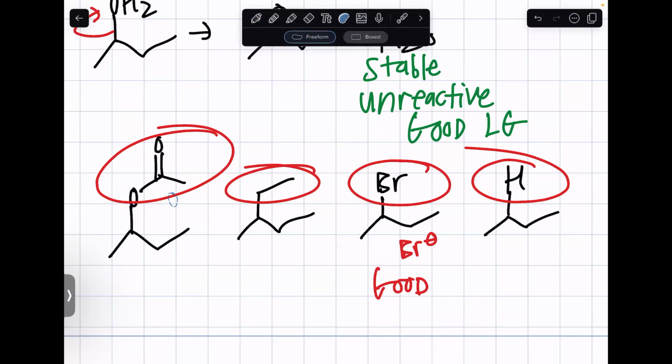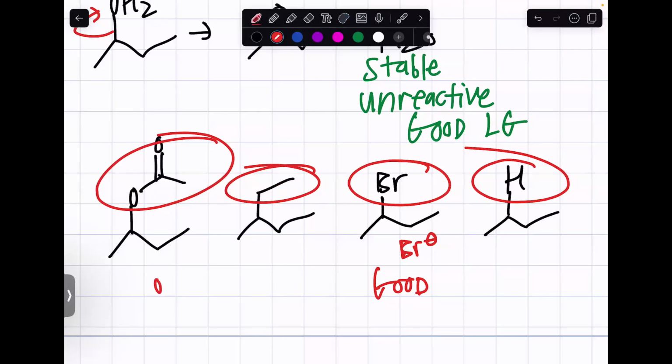The ester. So let's draw that out when it leaves, which is this leaving group right here. Does that look stable or unstable? Stable, because it can do resonance. So is it a good or bad leaving group? If it's stable, then it's good. If it leaves with a stable negative charge, it's a good leaving group. The reason is, if it's stable, is it reactive or unreactive? Unreactive. So it doesn't do anything. It stays still. It doesn't go backwards. It's a good leaving group.